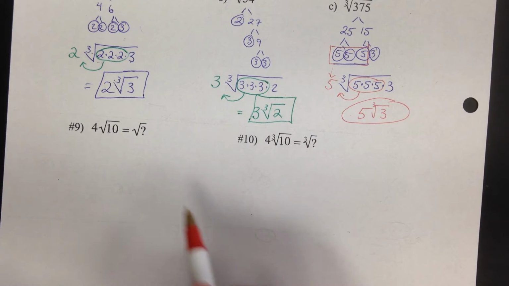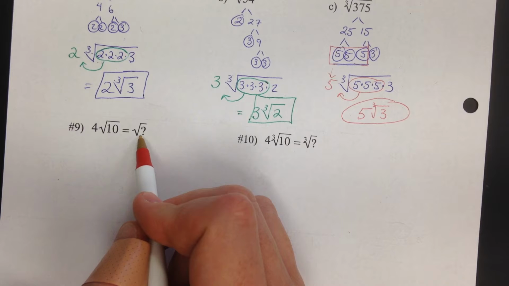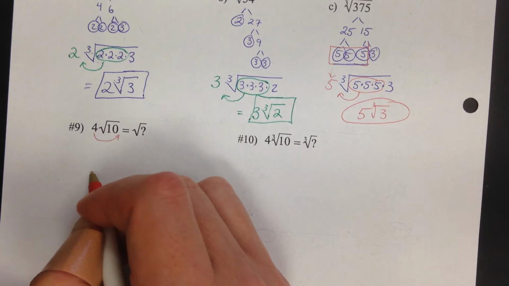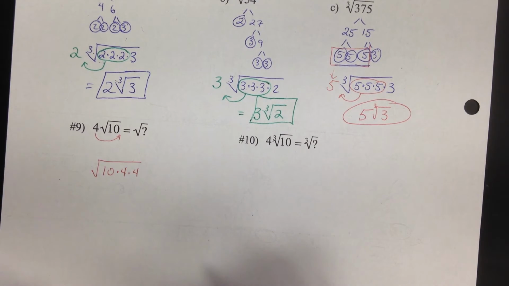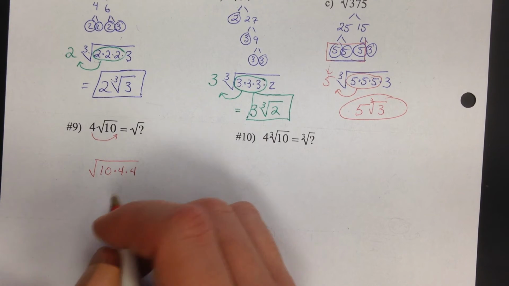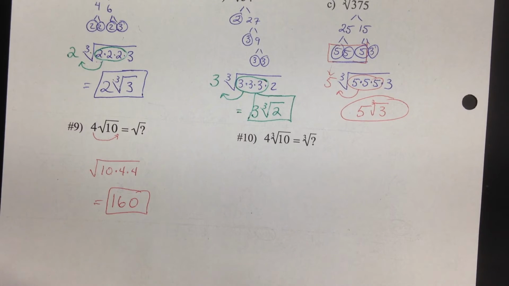All right, the last 2 here. Number 9 is kind of like the one we did on the front. 4 square root 10 equals the square root of what? Well, if I put the 4 back in there, that means that we must have had 2 4s to have pulled them out because it's a square root. 10 times 4 times 4 is 160. That was the original number underneath.